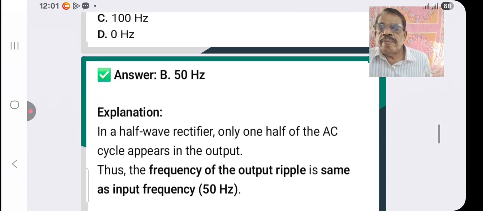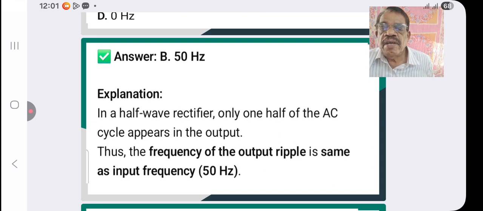B, 50 Hz. Explanation: in a half-wave rectifier, only one half of the AC cycle appears in the output. Thus, the frequency of the output ripple is the same as the input frequency, 50 Hz.